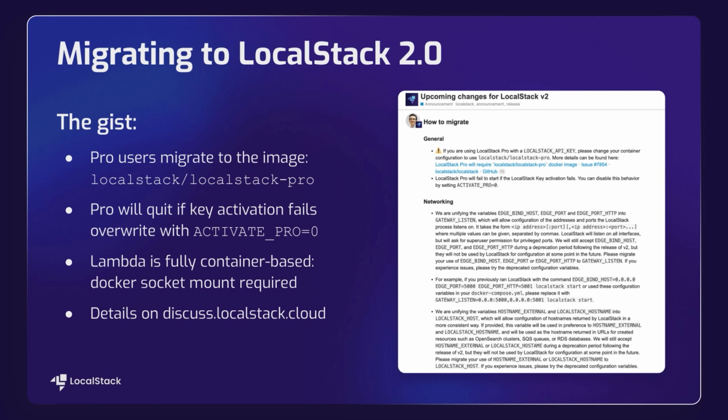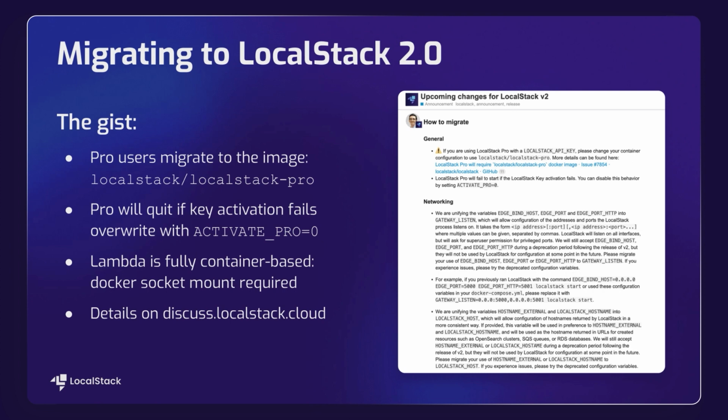So Lambda still has some quirks to figure out, but in the next few months Lambda will be one of our best tested services. The one flip side is that because it's now fully container based, there's no local mode anymore. You need to mount the Docker socket into the LocalStack container. So that's a prerequisite to run Lambda. There was no way around this. And you can find the details on the Discuss post that we show here. Okay, but those are the main breaking changes that you will run into when you upgrade.